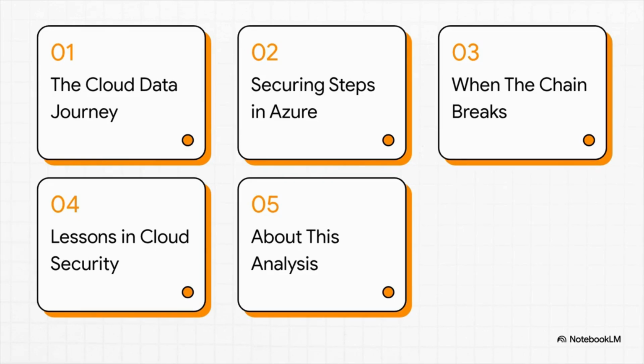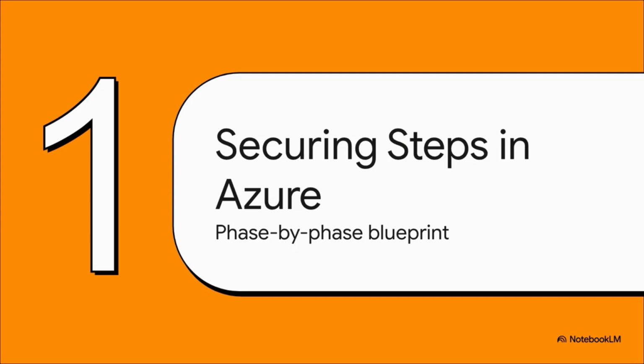So here's our game plan. We're going to trace that journey and look at how to lock down each step using Microsoft Azure as our guide. Then we'll see what happens when that security chain breaks. And trust me, it does. We'll wrap up with the big lessons you need to know. For this explainer, we're zeroing in on Microsoft Azure. And you might be asking, why Azure? Well, it's one of the biggest players in the game, and it has this amazing suite of security tools that just so happens to line up perfectly with every single phase of the data lifecycle.